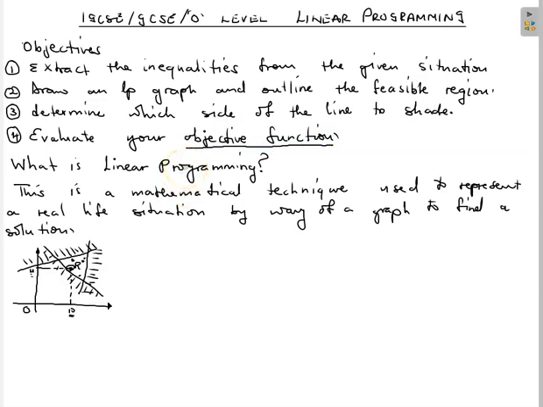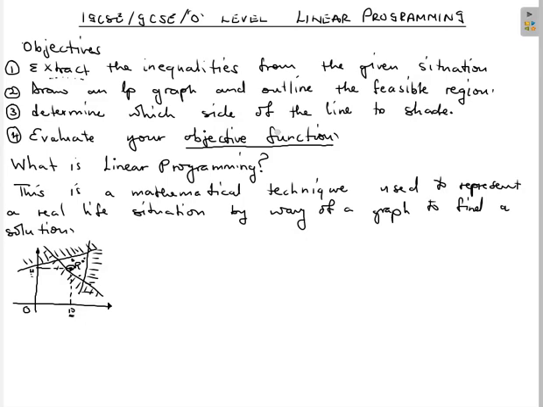So the steps are: extract your inequalities, and then draw your linear programming graph, and as you draw your graph, you do your shading. Once you shade, you will get your feasible region, and after you get your feasible region, now you can search for a point which satisfies your objective function. So that's what linear programming is all about.